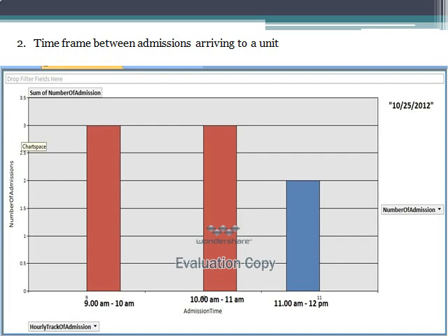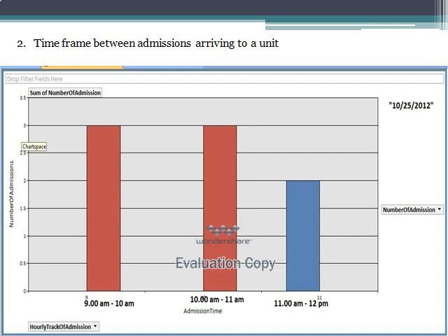Now coming to the second meaningful report that is generated by our tool, that is the time frame between admissions arriving at a unit. As you can see, the chart shows the number of admissions on an hourly basis on 25th of October 2012. We can see between 9 a.m. to 10 a.m. there were 3 admissions.